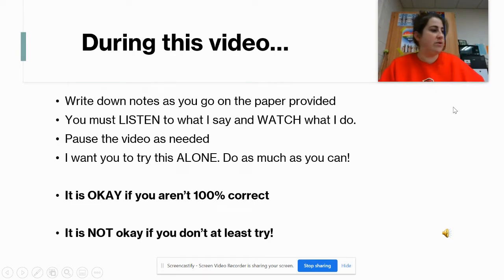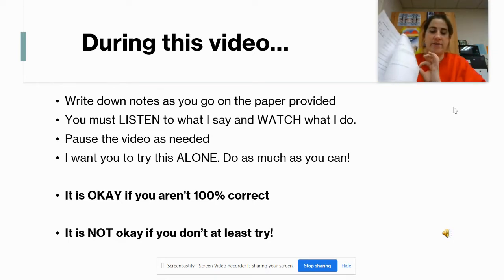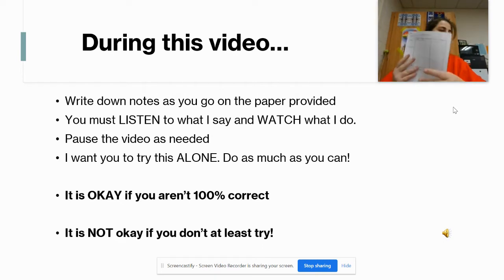You are going to write down your notes on the paper that I've provided, so you need to get this from the guest teacher. It's 3 pages, however, it's just long because I had to put in scatterplots, and those take up space. You must listen to what I say. So there's headphones in the back in the black container over by your notebooks. Pause the video as you need it. I want you to try this alone. Do as much as you can. It's okay if you aren't 100% correct. It's not okay if you don't at least try.